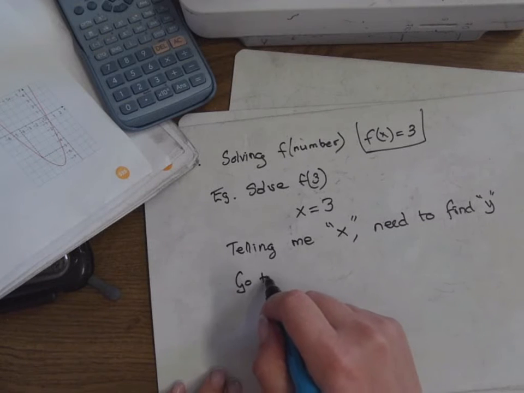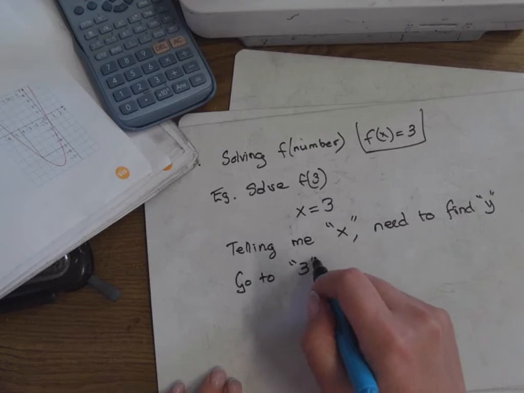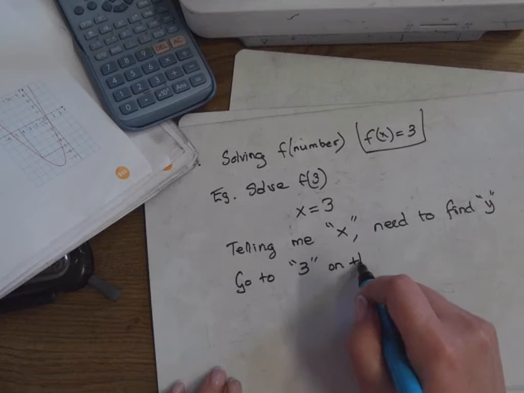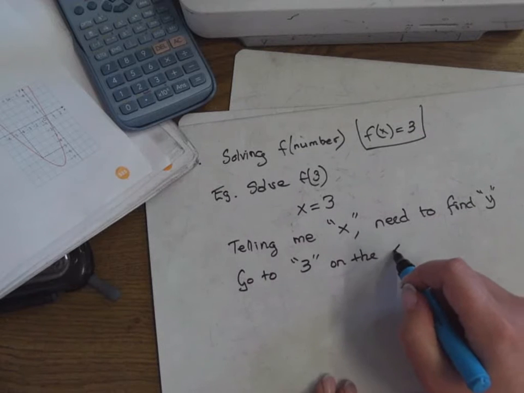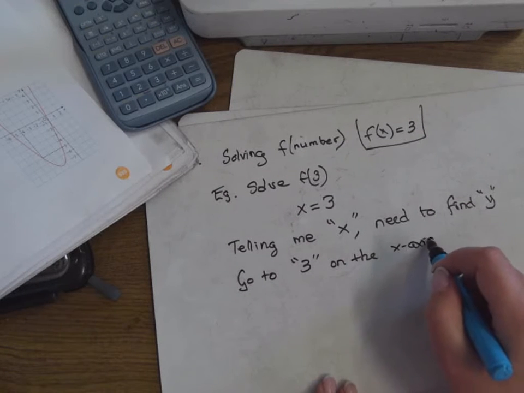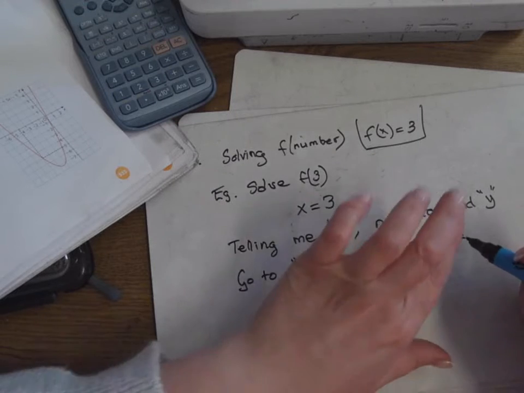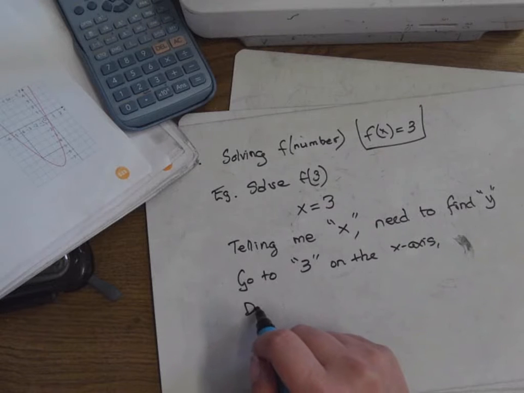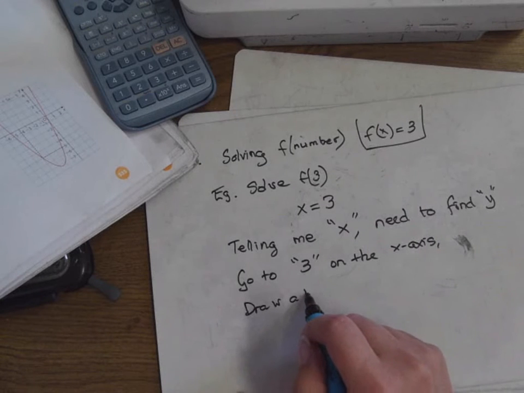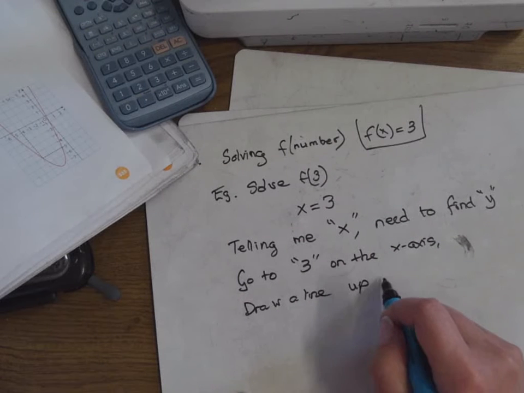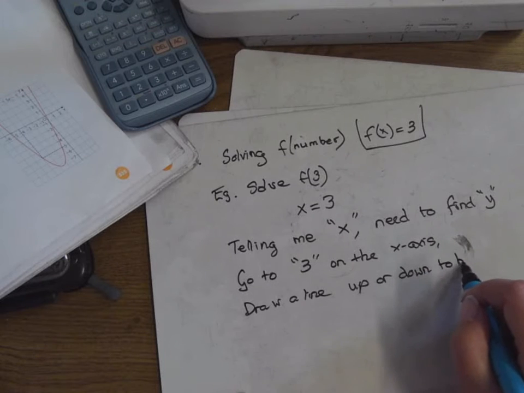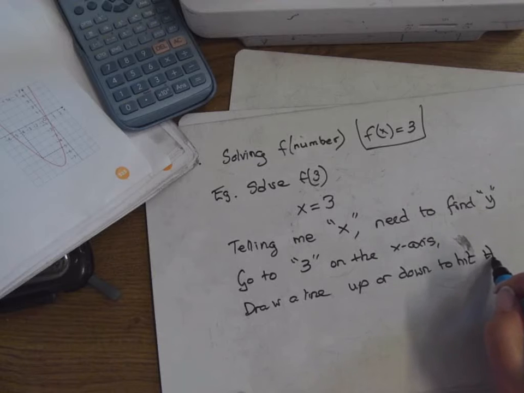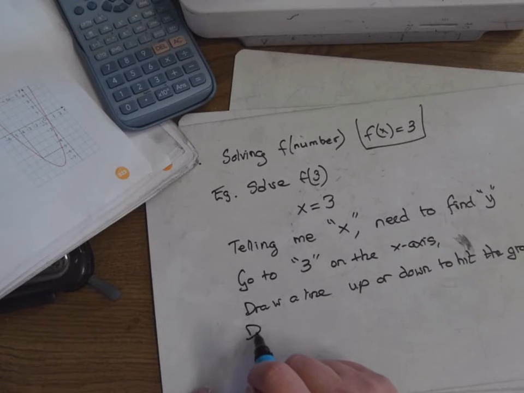Go to 3 on which axis? If they're telling me X is 3, go to 3 on the X axis, draw a line up or down to hit the graph. Then you draw a line across and read off the number. Draw a line across and read the number.